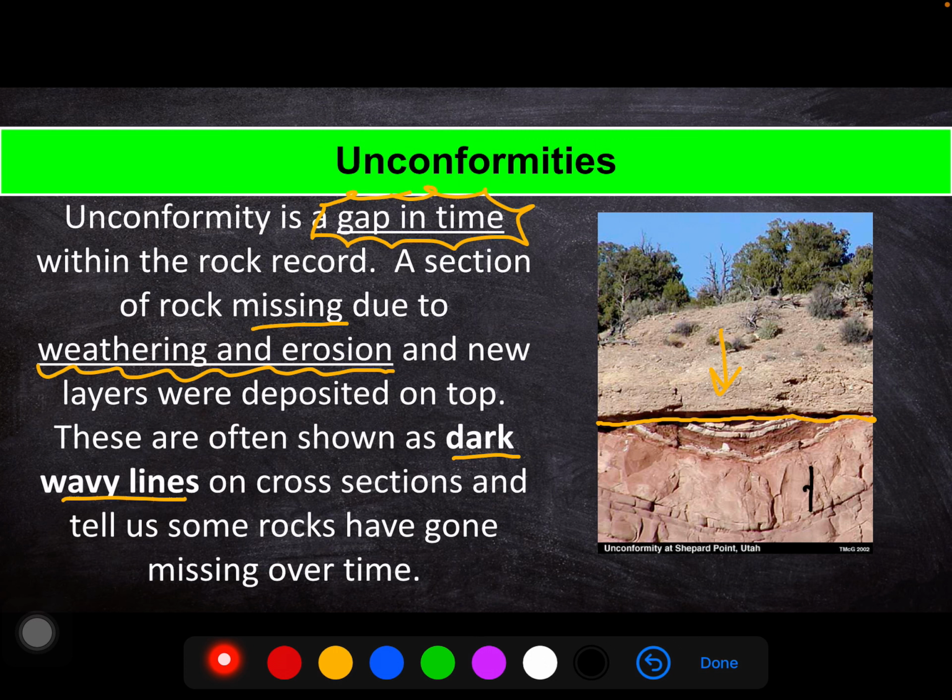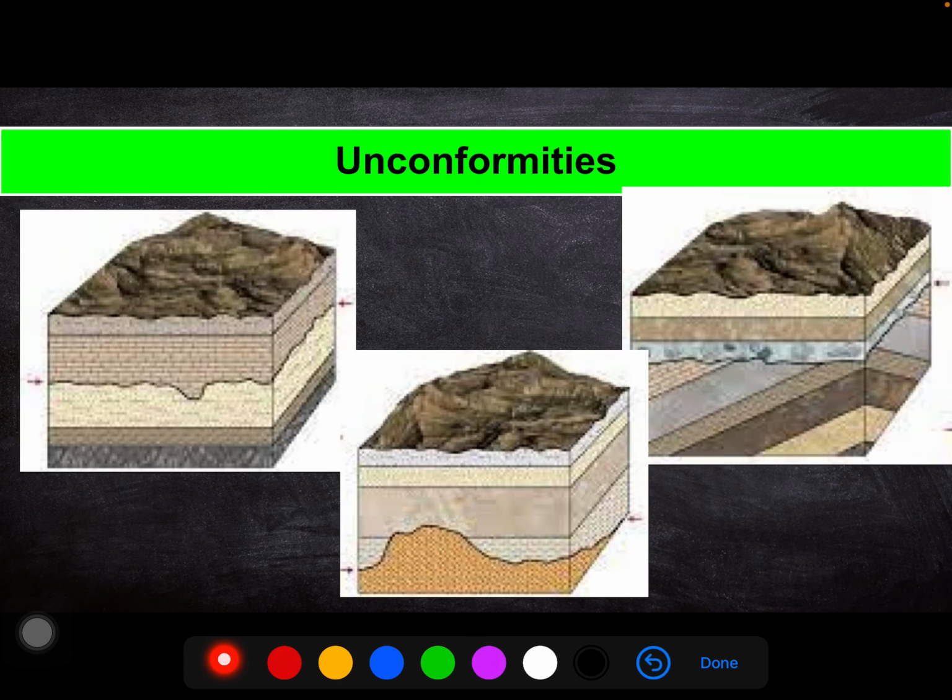This would be 1, this event would be 2, and then new layers appearing as 3. We don't know how much went missing. 1 day, 1 year, 100 years, 1,000,000 years, we don't know. But what we do know is that there was just a shift in what was going on, and so something is missing. So in our cross sections, they're going to look a lot like this.